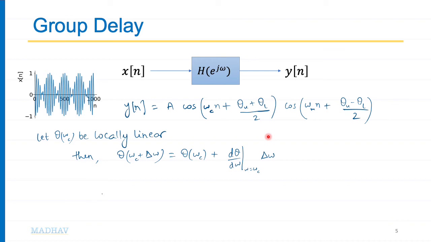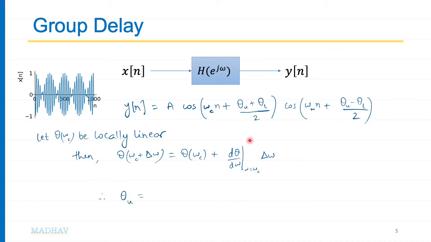What is this called? This is called Taylor's expansion, and we have assumed that my theta of omega c is locally linear, and we can ignore the higher order terms. Note this point that we are ignoring the higher order terms on the premise that theta of omega c is locally linear, which means if my delta omega is very small, then we can use this approximation.